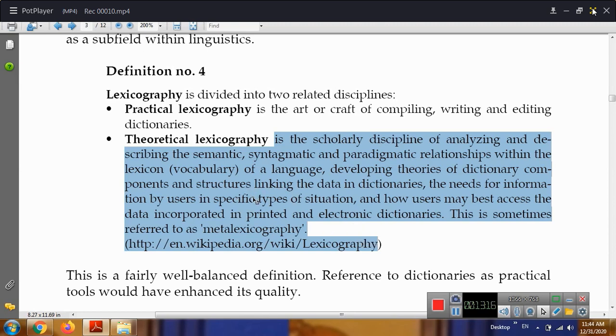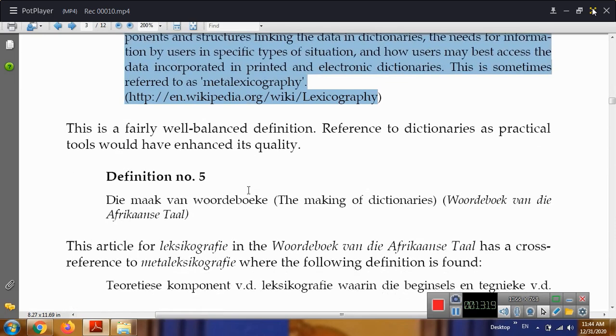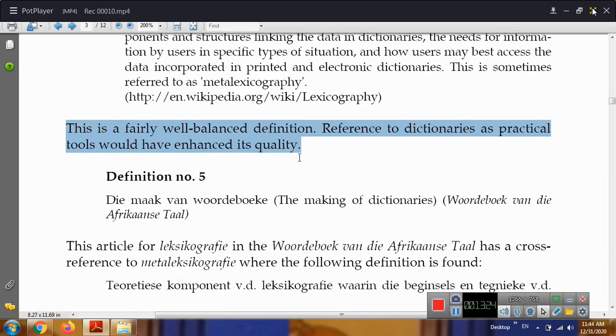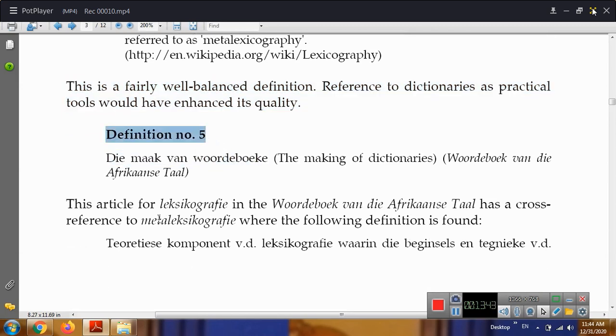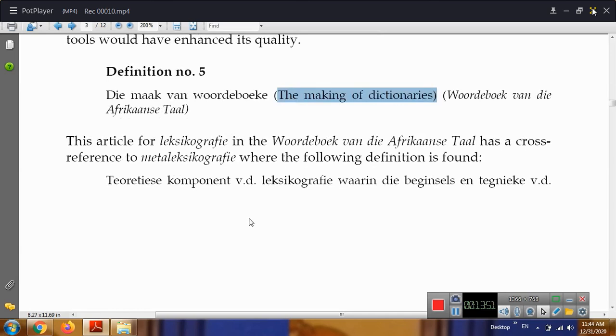Okay, here you can see some other features of lexicography. Following each definition, we can see some lines which explain that definition. This is a fairly well-balanced definition; reference to dictionaries as practical tools would have enhanced its quality. Another definition is the making of dictionaries. Lexicography is the making of dictionaries.